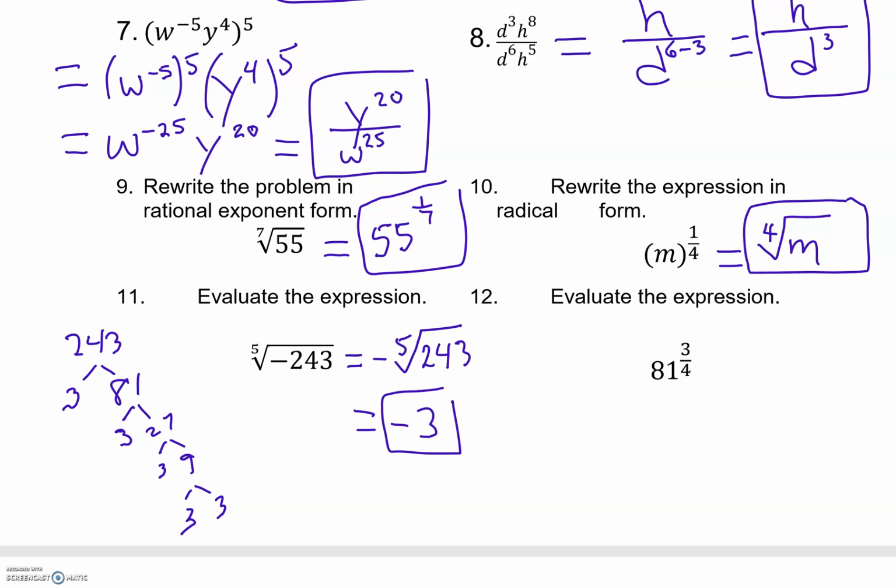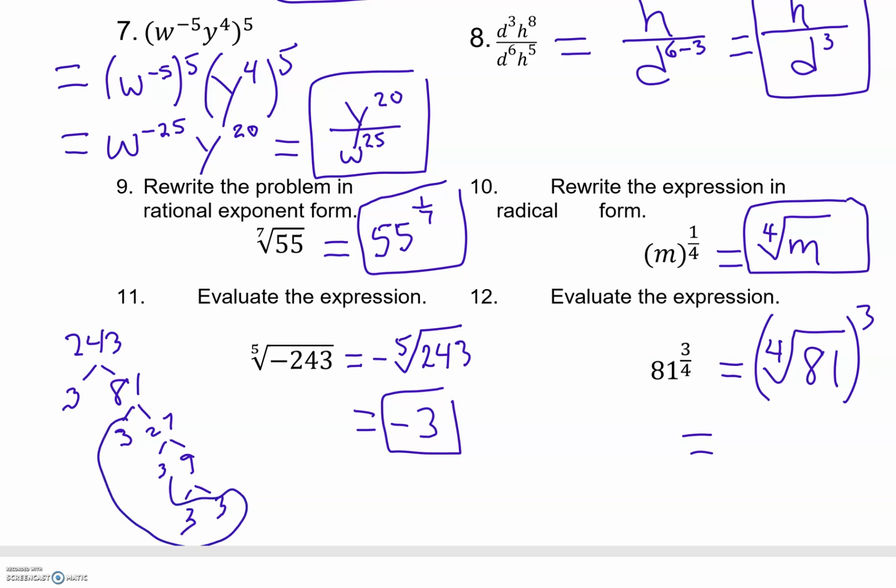Okay, number 12, last one. Evaluate the expression. Okay, this time we have the 4th root of 81 raised to the 3rd power. See that 3/4? The denominator gives us the index of the radical, so it's a 4th root, and the 3 is the power we raise it to. We raise that 4th root to the 3rd power. From over in our factor tree, we know that 81 is 3 to the 4th power. See them over here? There's 4 of them.